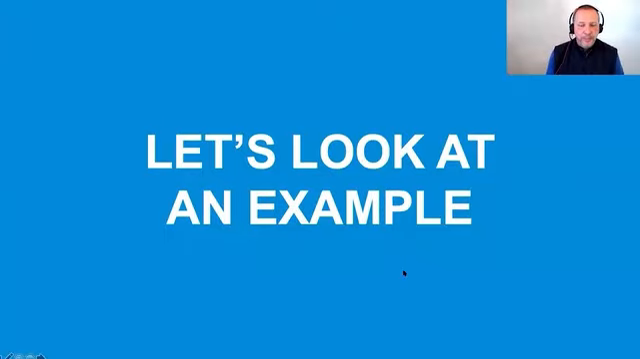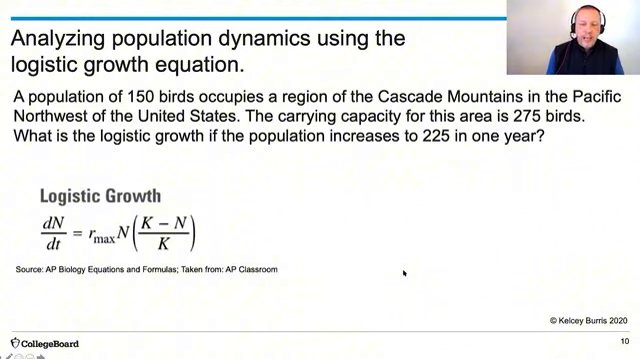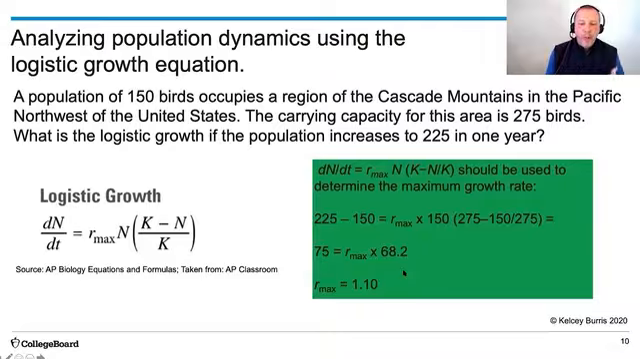So let's look at an example. For this example, I would like you to pause your video and solve for what is the logistic growth if the population increases to 225 in 1 year. When you have your answer, push play. Welcome back. You should have come up with an Rmax of 1.10, which is equal to the logistic growth of the population in 1 year.